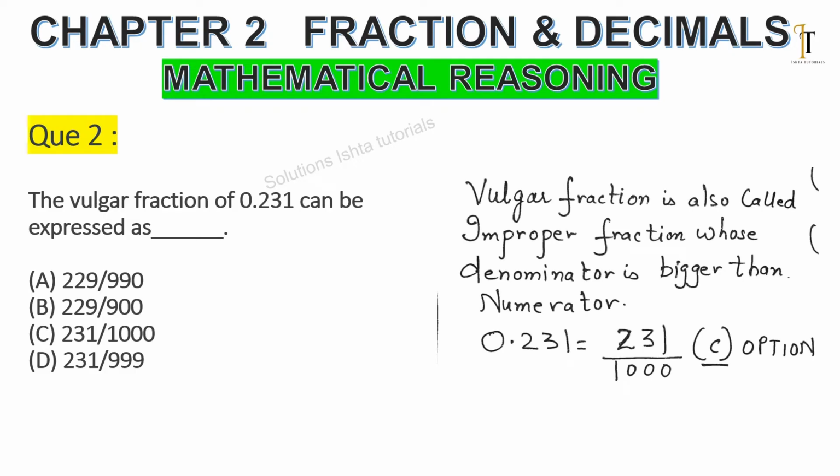The vulgar fractions are also called the improper fractions, whose numerator is bigger than the denominator. On solving, 0.231 converted into a fraction, we get 231 by 1000, that is option C.